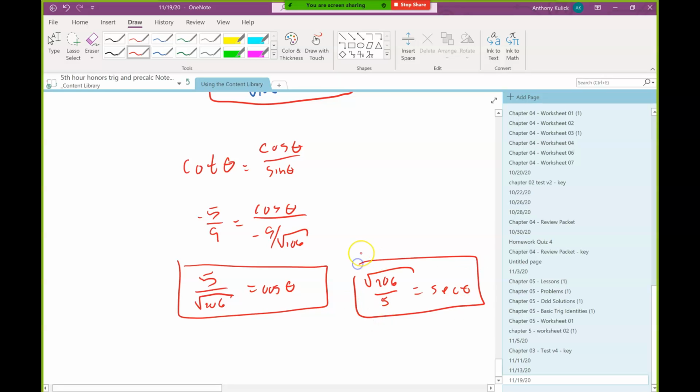So you could do this all with the identities also. In this one, the directions are such that it doesn't matter which way you want to do it. Either way works. Okay, thank you.